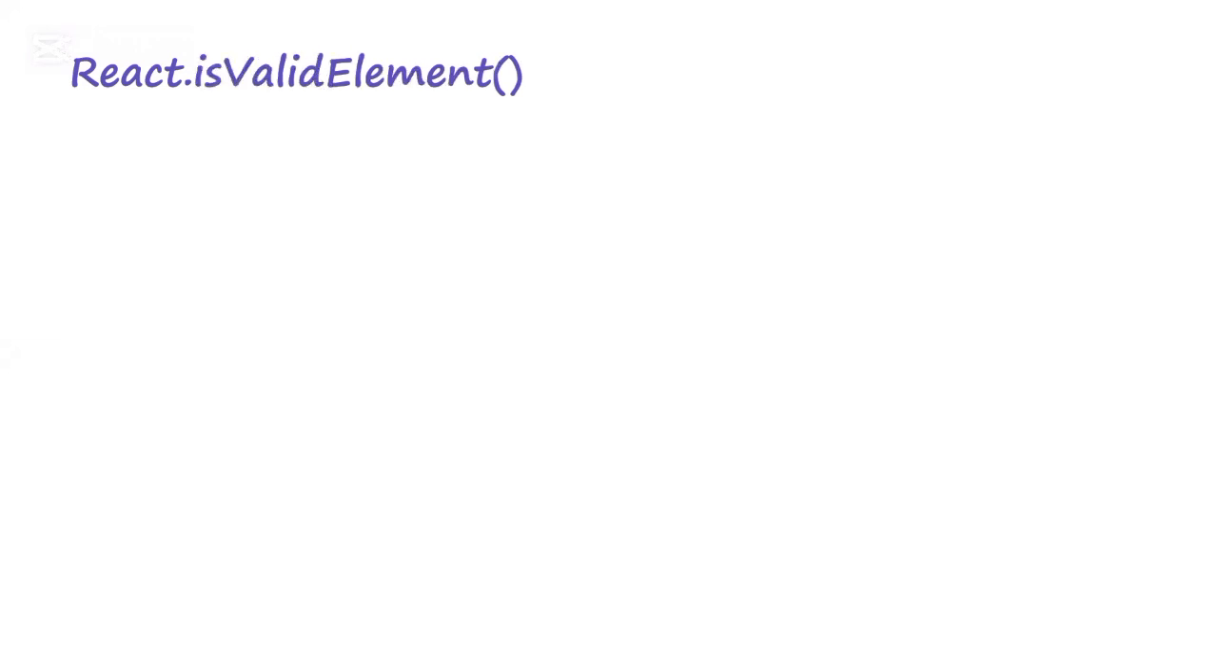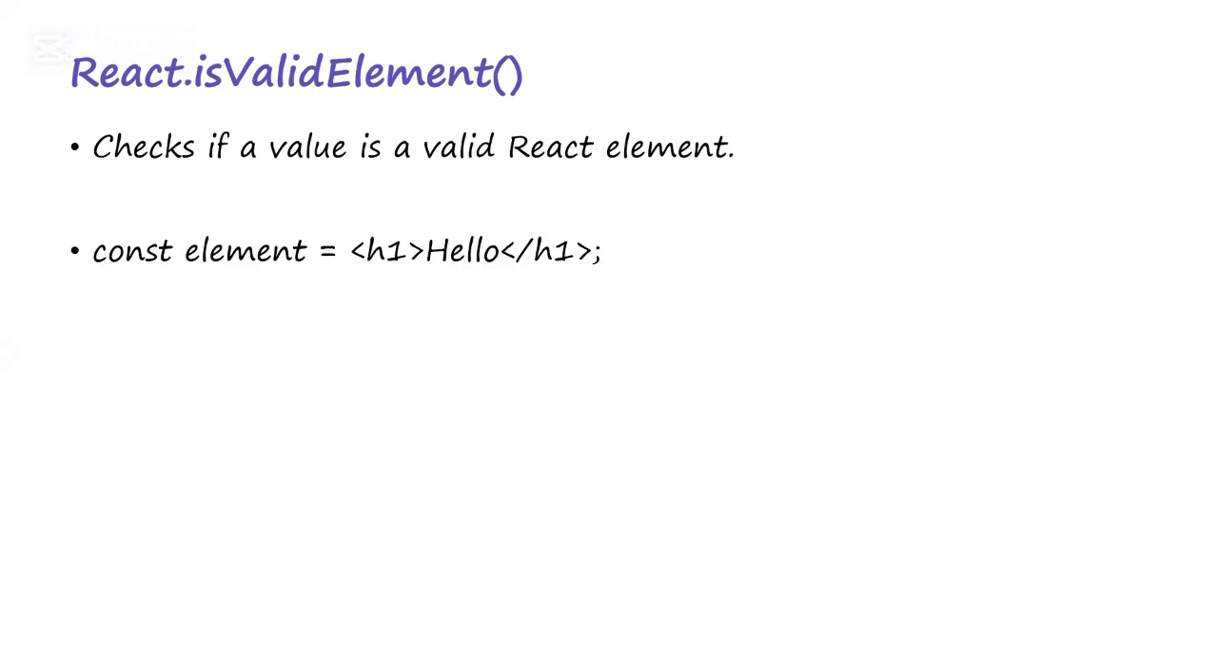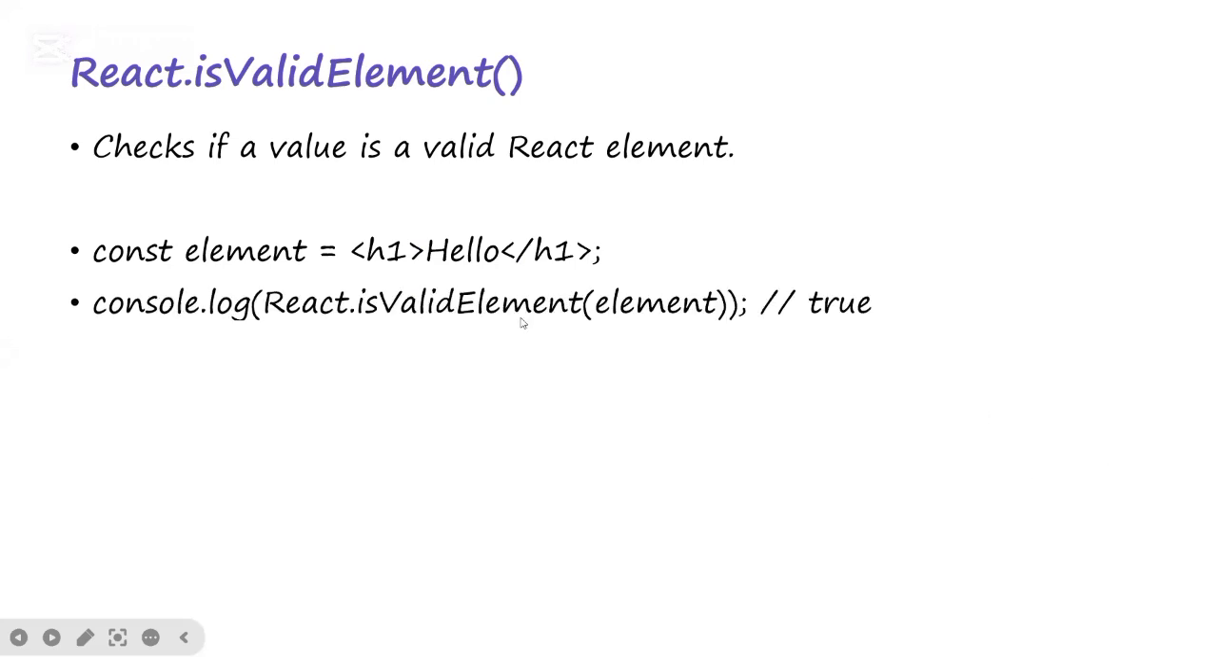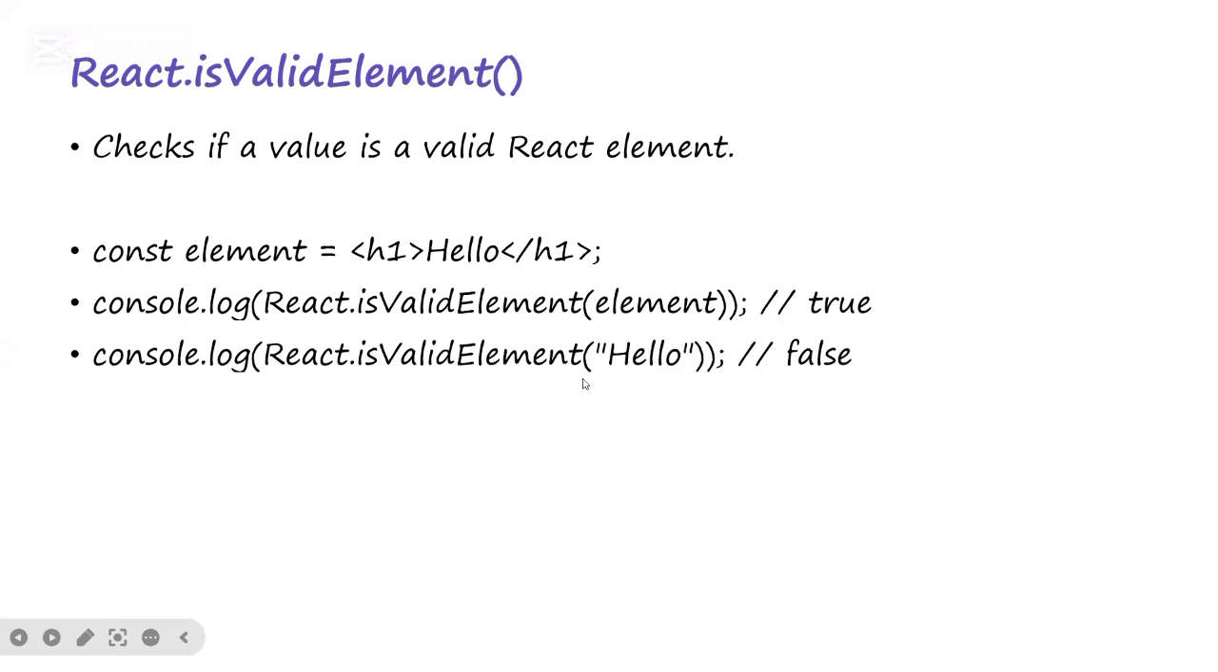So we also have React.isValidElement. This checks if a value is a valid React element. So we have this element, which is JSX. And if we say React.isValidElement, it will say true because it's a valid element. But if we say React.isValidElement on this text, this is just a string, so it's not a valid React element, so it is false. I've not used this before, but if you want to check the validity of your elements, you can use React.isValidElement.